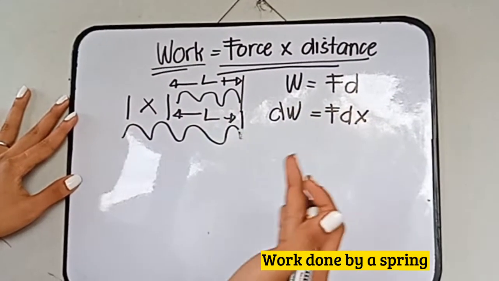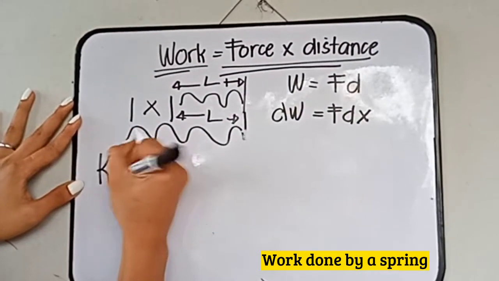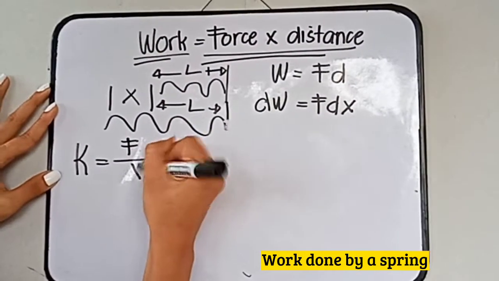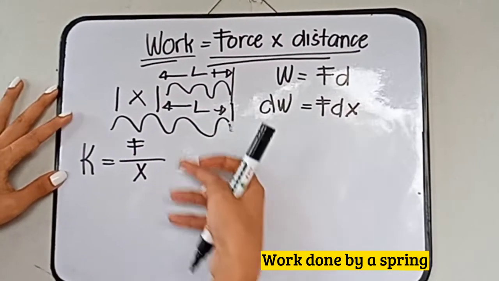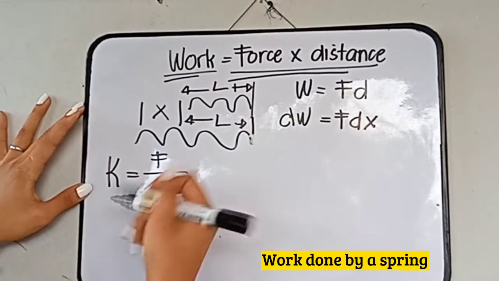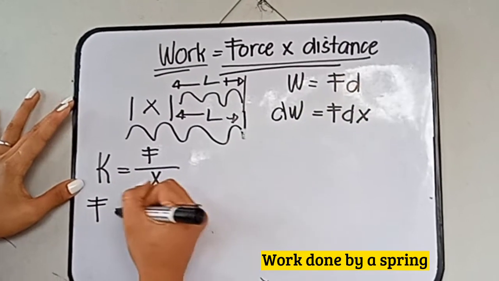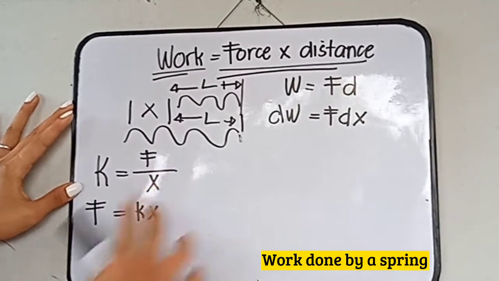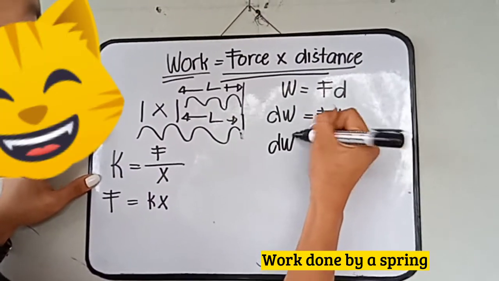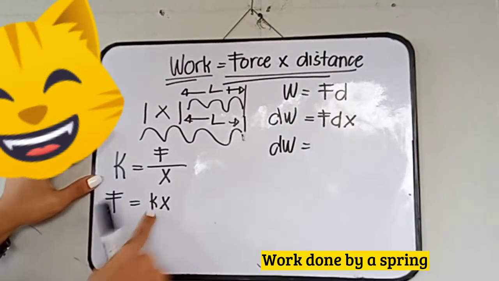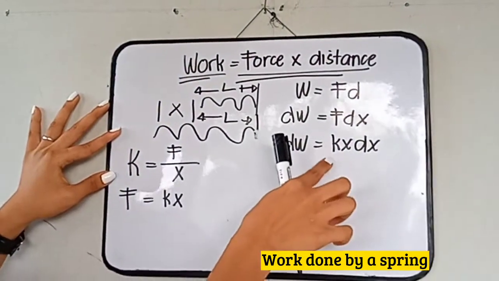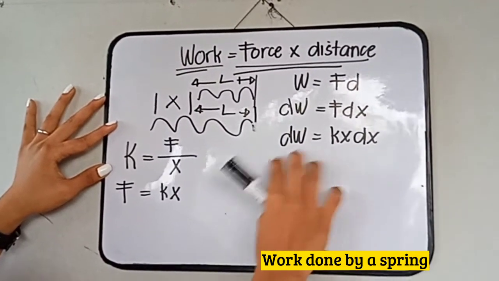In a spring, we have this concept called the spring constant k, which is actually force per unit of elongation. So if you apply force, it will elongate a certain distance x. Therefore, force is equal to kx. So we substitute it here: the differential of work equals force, which is kx, dx, wherein k is constant, and let's integrate both sides.